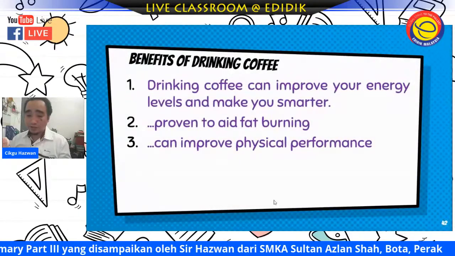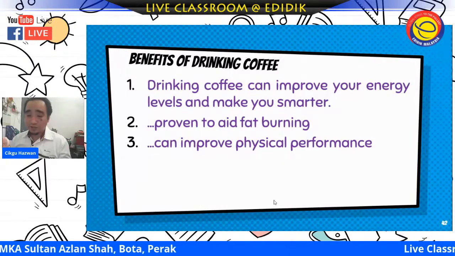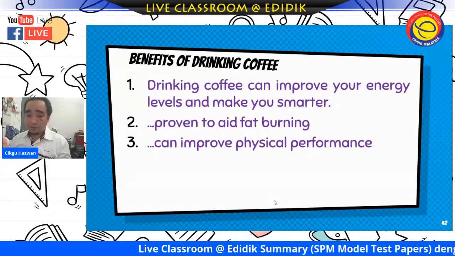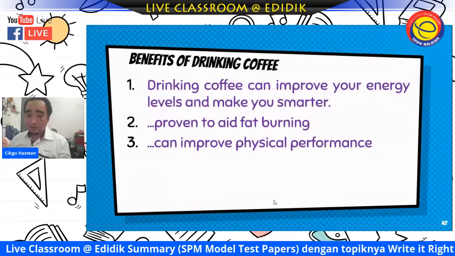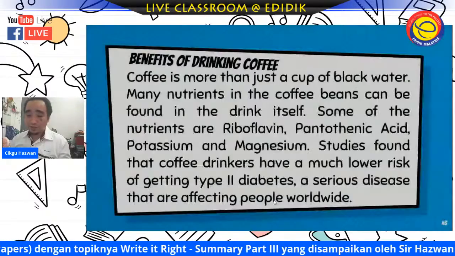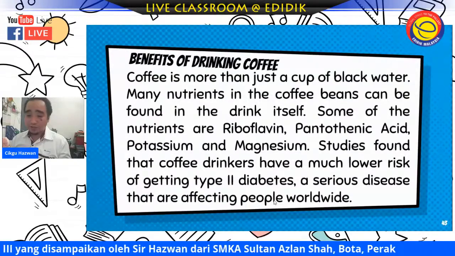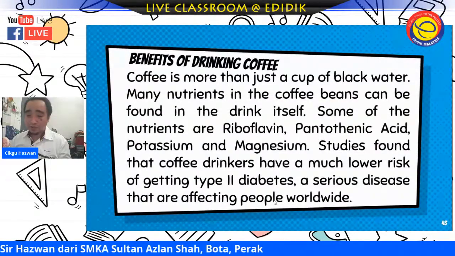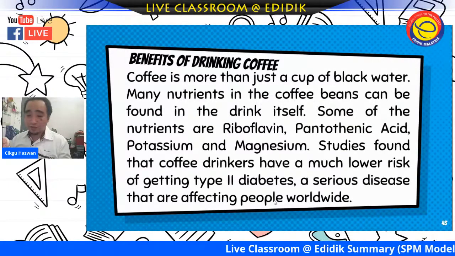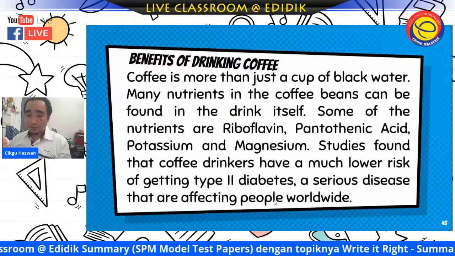Let's restart from here. So we have our 3 points right now. We have drinking coffee can improve your energy. We have proven to aid fat burning. We also have can improve physical performance. Now, let's move on to the next chunk of paragraph. So I'll give you another 2 or 3 minutes to take a look at this particular paragraph, and let's do this together to find the content points. Okay, when you read, try to find the content points.